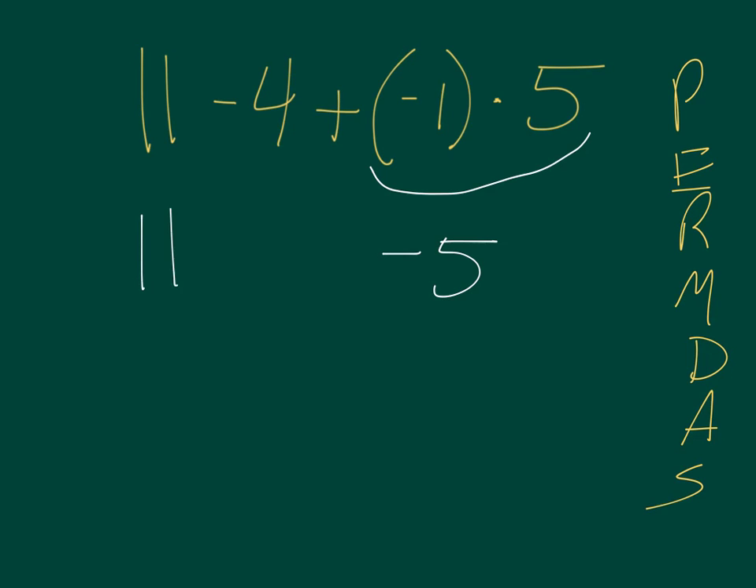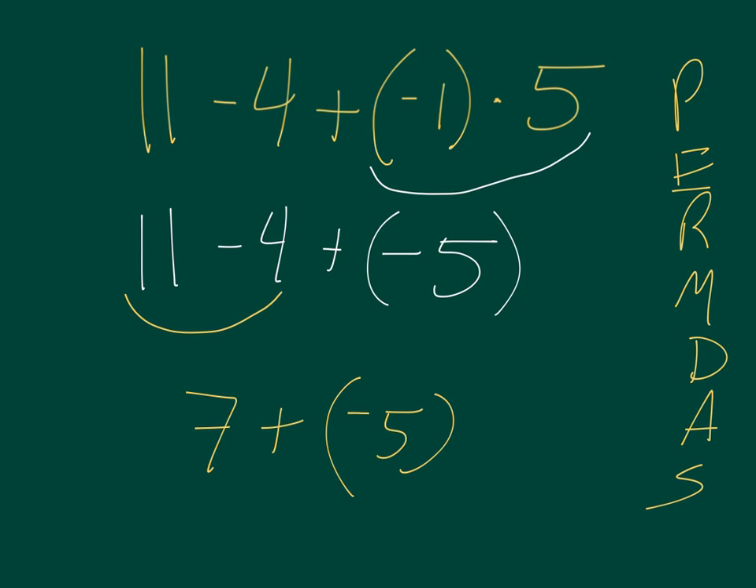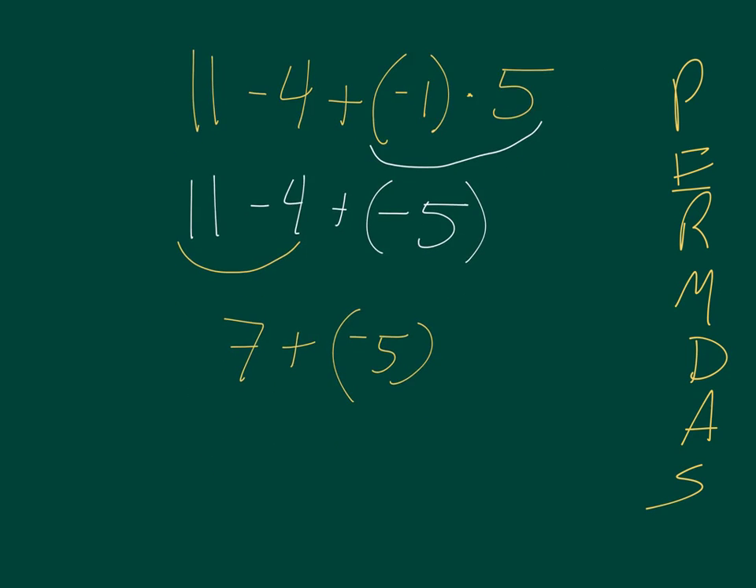Then I bring everything else down: 11 minus 4 plus negative 5. Then I look at what's remaining for operations. There's no more multiplying, there's no dividing. I now have adding and subtracting, which I can do in any order that I want. I'm going to subtract, I should say, 11 minus 4. 7, good, if you were thinking that in your head, plus a negative 5. And then finally, 7 plus negative 5 is positive 2.